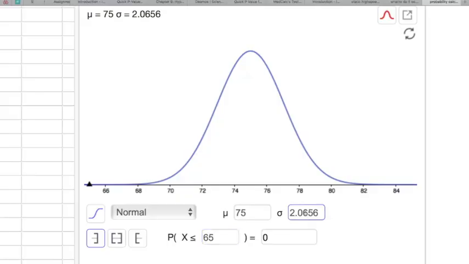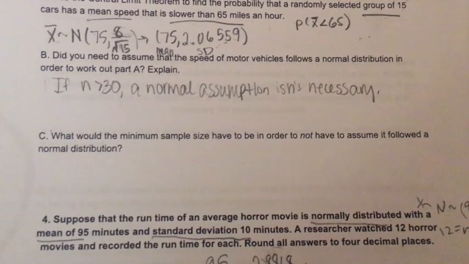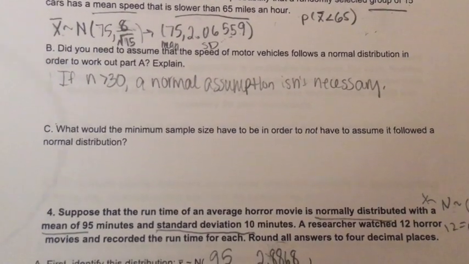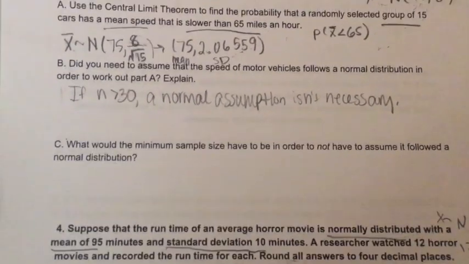And I rounded the standard deviation because Desmos only goes to the 4th decimal place, but I put in the mean and the new standard deviation, left tail, and I want the probability that it is less than 65. And so I would just put the 65 in, press the enter key, and you get that the probability is 0.